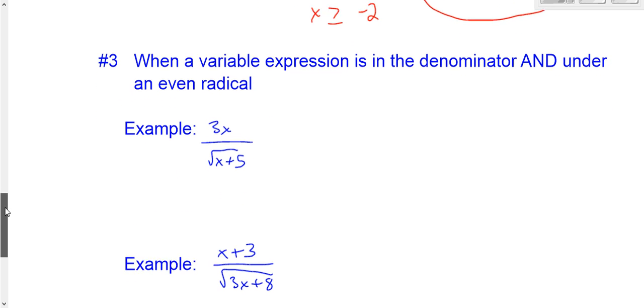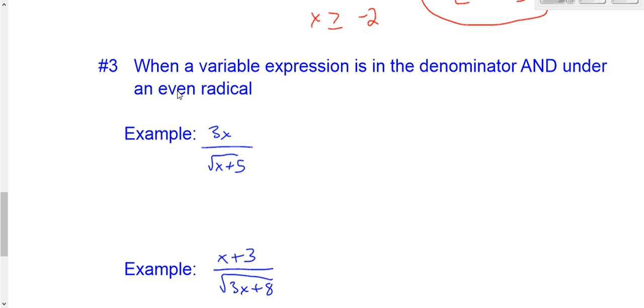The final restriction is basically a combination of the first two. If we have a variable expression that's in the denominator and under the even radical, we have to consider, first of all, the radical says it cannot be negative. The fact that it's in the denominator means it cannot equal 0. So in the second restriction, we said greater than or equal to. In this case, the variable expression has to be just greater than 0. We cannot equal 0.